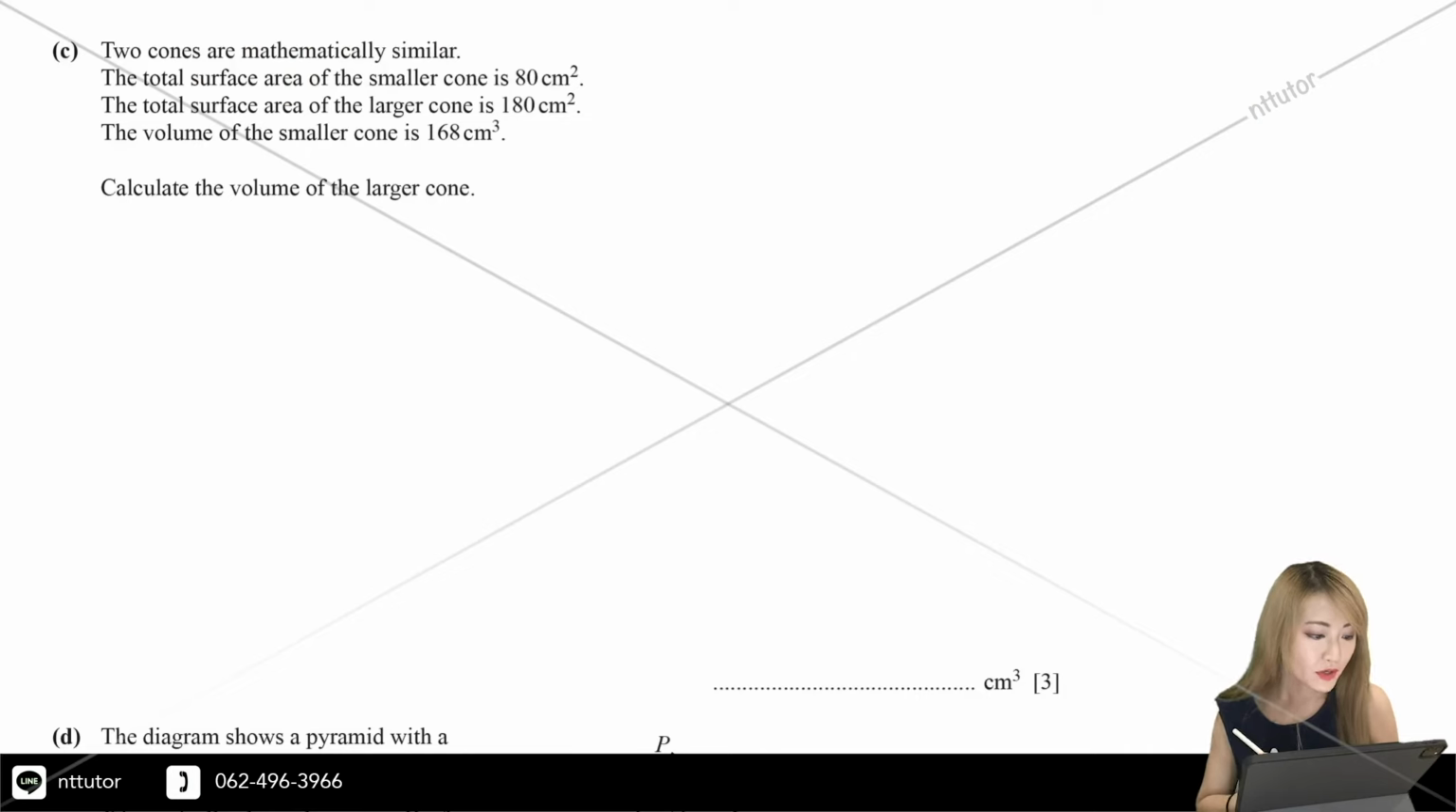C. Two cones are mathematically similar. The total surface area of the smaller cone is 80 centimeters squared. The total surface area of the larger cone is 180 centimeters squared. The volume of the smaller cone is 168 centimeters cubed. Calculate the volume of the larger cone. When it says mathematically similar, it means use scale factors.